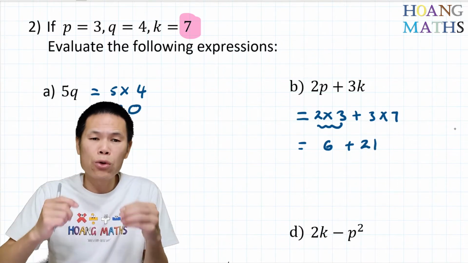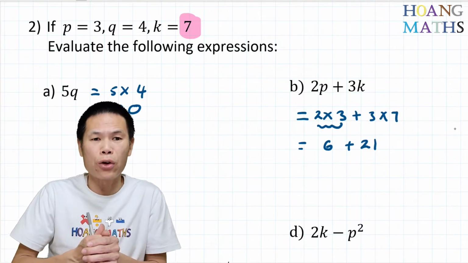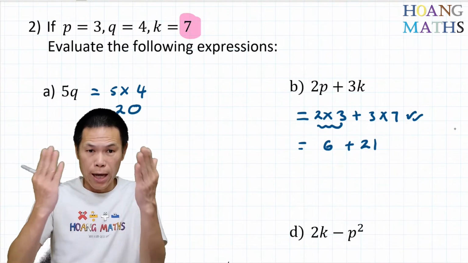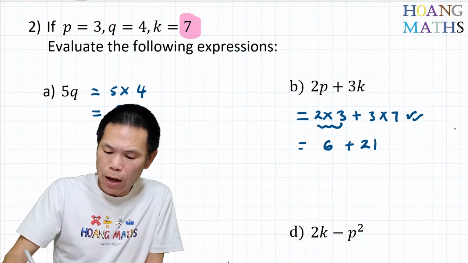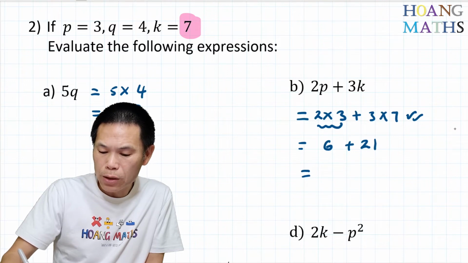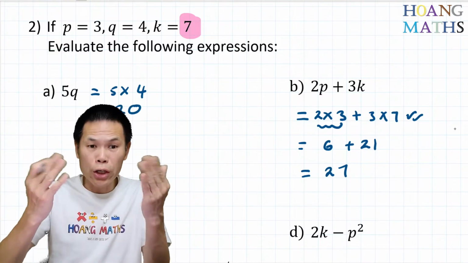Now, if you're not sure how to work it out, like if you're not very good with your times tables, of course, you can just put that on a calculator, but you do need to show this working out, okay? So we just add this up now. So 6 plus 21 is 27. So there you go. I hope you got it correct.